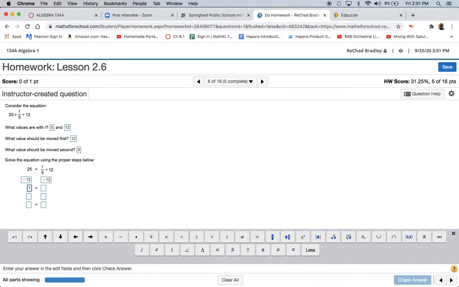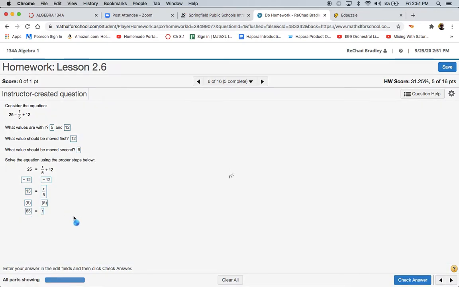25 minus 12 is 13. Again, that goes away, and I'm left with r over 5. So remember, you can either hit this button here and do r over 5 that way, or you could use a slash. Whatever it is, we now need to get rid of this 5. That's r divided by 5, so I have to multiply by 5. Remember, the way we show that is by putting it in parentheses. 13 times 5 is 65. 5's go away, leaving me with just r, and there we go.